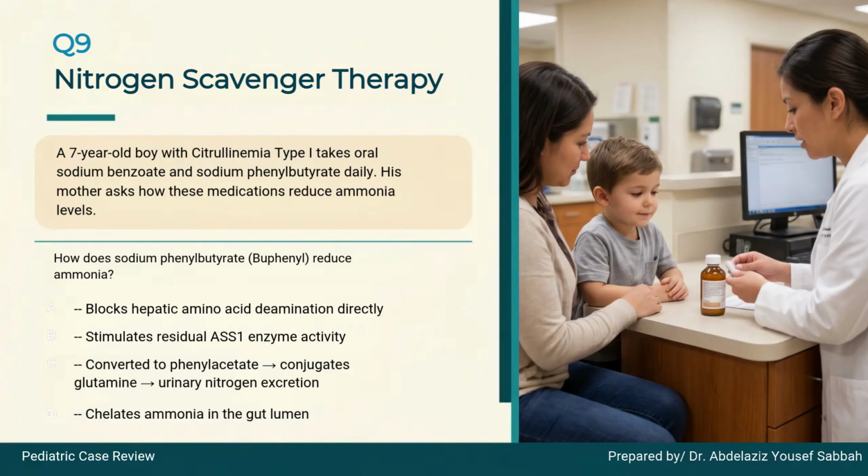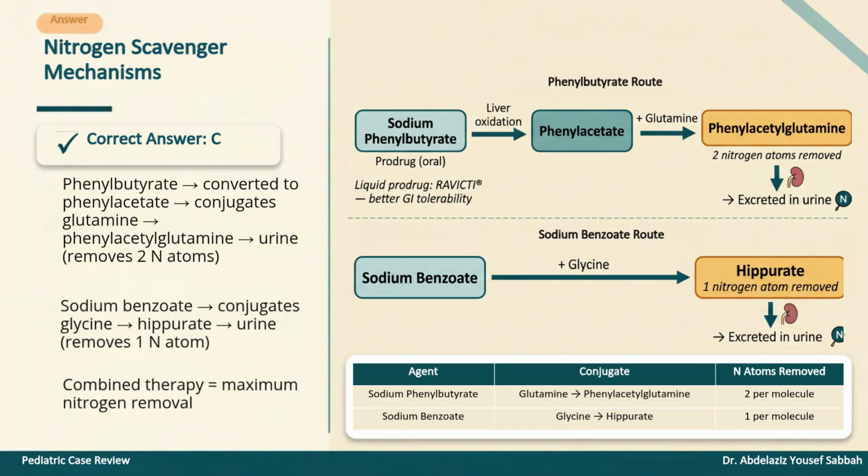Option A, it blocks hepatic amino acid deamination directly. Option B, it stimulates residual argininosuccinate synthetase 1 enzyme activity. Option C, it is converted to phenylacetate, which conjugates glutamine, leading to urinary nitrogen excretion. Option D, it chelates ammonia in the gut lumen. The correct answer is option C.